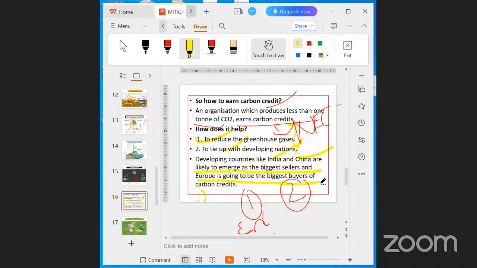Buyer of which one? Carbon credits. So mostly the biggest sellers are India, right? Biggest sellers are India and China, and the developing countries will sell the carbon credits. And the developed nations like the European nations, right? That is the biggest buyer and will buy the carbon credit, right?